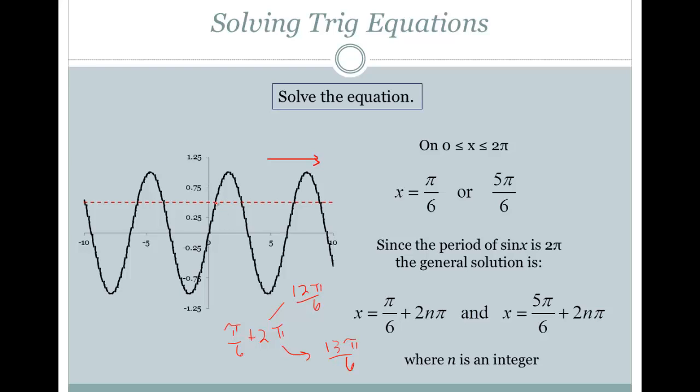And so I could do pi over 6 minus 2 pi as well, right? Because a periodic function goes in both directions. And so I will get pi over 6 minus 12 pi over 6, and that's negative 11 pi over 6. So that's also a solution. So there's an infinite amount of solutions here. What I did is I found my solutions on 0 to 2 pi, and then I used the fact that the period here was 2 pi. Okay? Let's do another example.